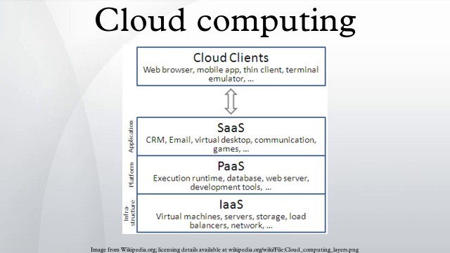Multi-tenancy enables sharing of resources and costs across a large pool of users, thus allowing for centralization of infrastructure in locations with lower costs, peak-load capacity increases, and utilization and efficiency improvements for systems that are often only 10–20% utilized. Performance is monitored, and consistent and loosely coupled architectures are constructed using web services as the system interface. Productivity may be increased when multiple users can work on the same data simultaneously, rather than waiting for it to be saved and emailed. Time may be saved as information does not need to be re-entered when fields are matched, nor do users need to install application software upgrades to their computer.